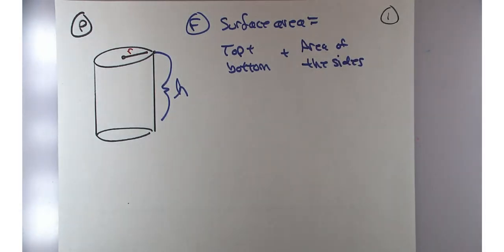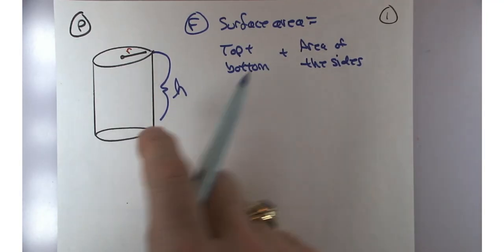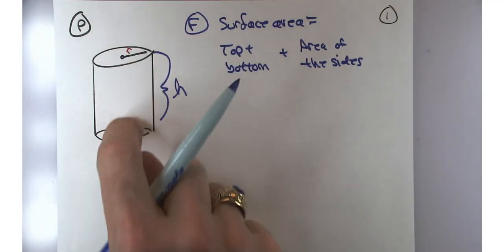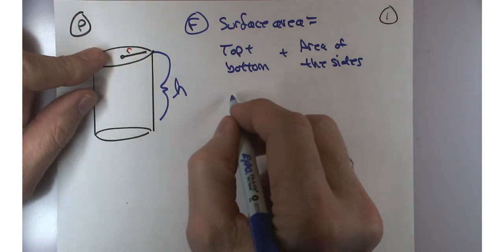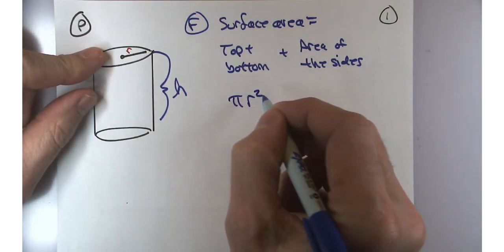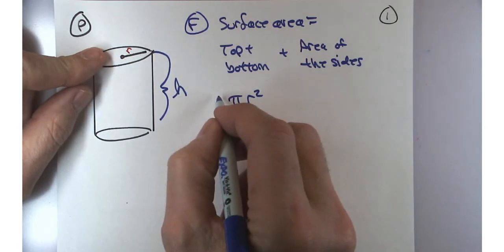Okay. Well, that's not so bad. What's the area of one of these lids? Either the top or the bottom, doesn't matter. Yeah, so the area of one of them is going to be pi r squared, and we've got two of them, so let's put in a 2 pi r squared.